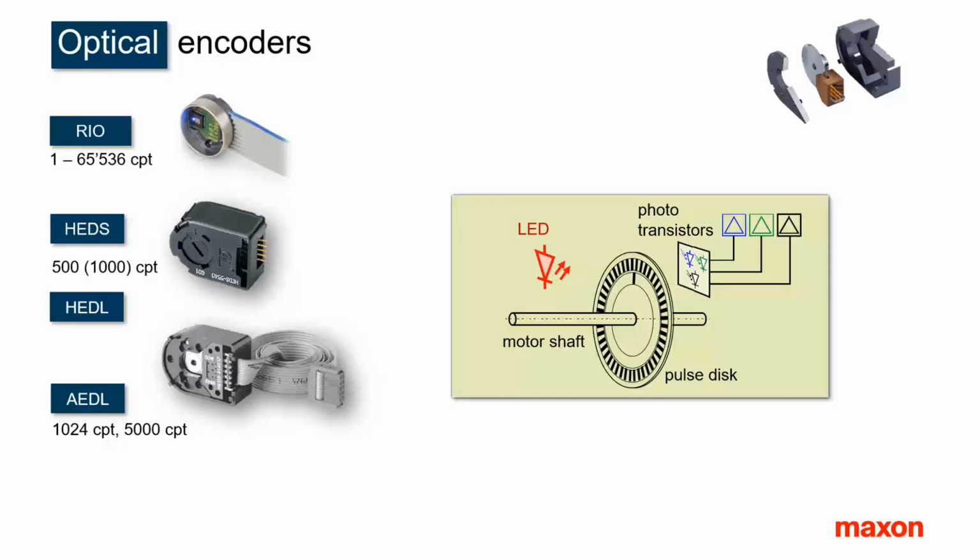Some of the most common encoders on small motors are the HEDL and HEDS encoders. They can be found not only on maxon motors. The standard HEDL and HEDS encoders used at maxon have 500 counts per turn, with other options up to 1024 counts per turn. The HEDS is the version without line driver, the HEDL with line driver. The AEDL has an even higher resolution of up to 5000 counts per turn.